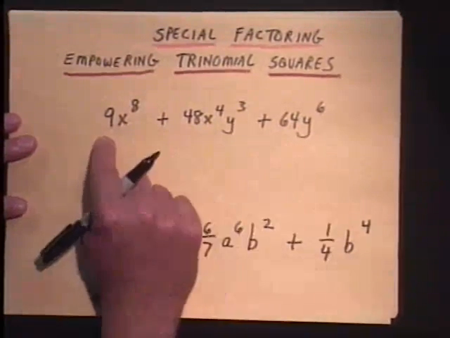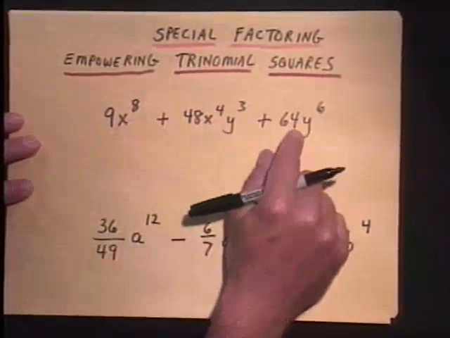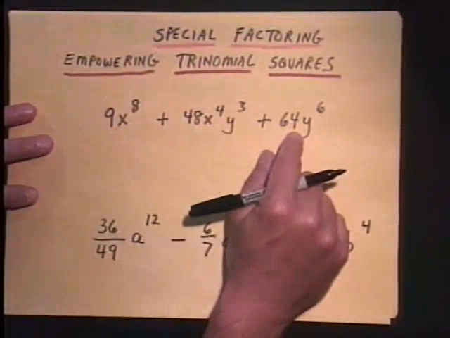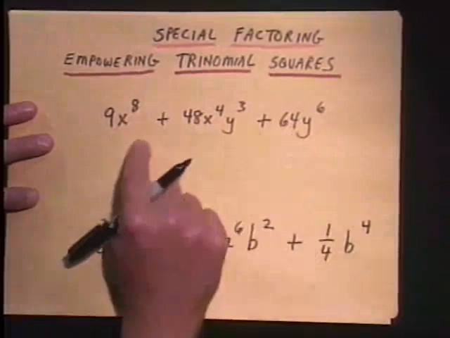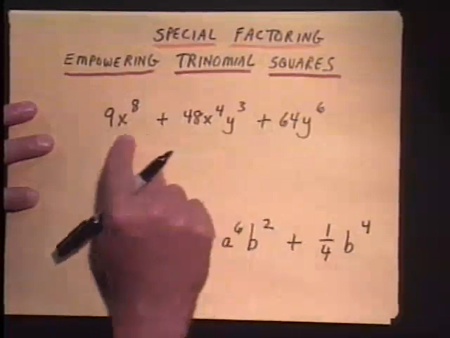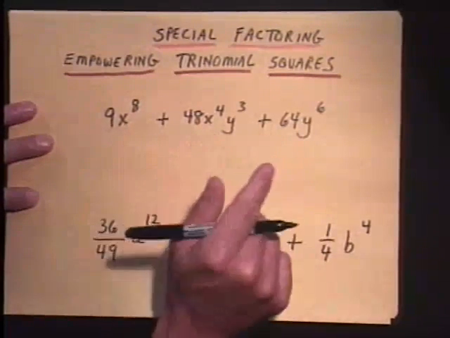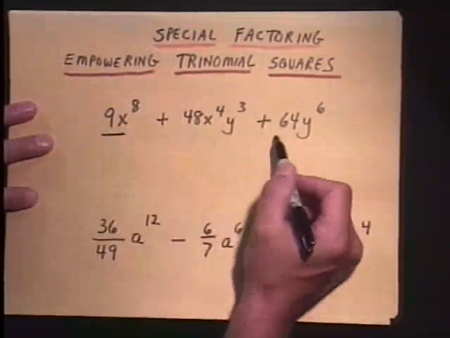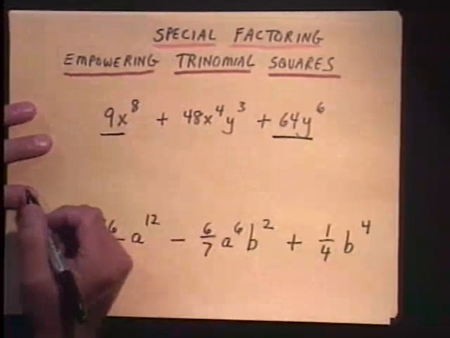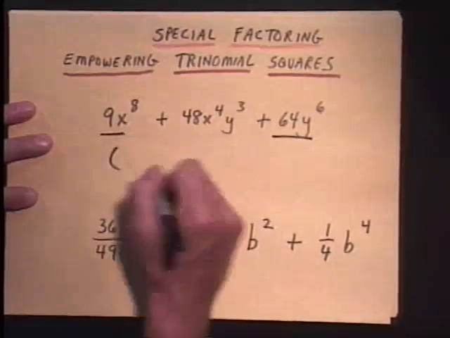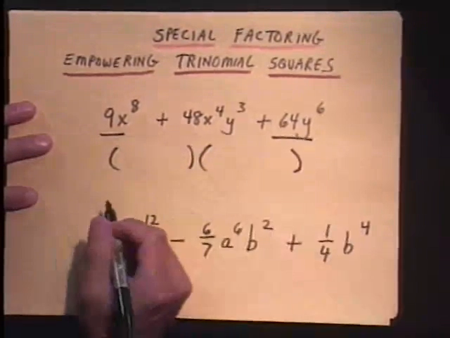Is there a common number of 9, 48, and 64? I don't think so. Okay, there's no x's I can take out of each one. There's no y's, but if I look at this, the first and last terms are what? Perfect squares. So when I break them up, I'll get two of the same things.